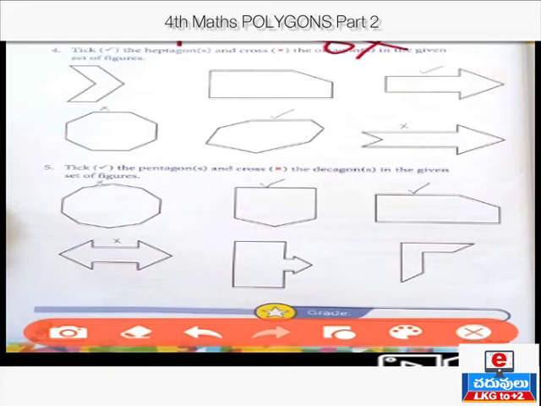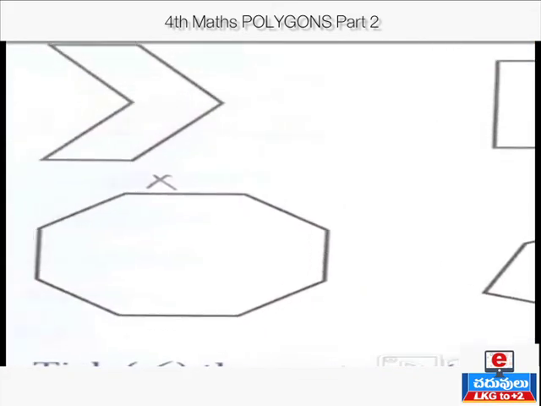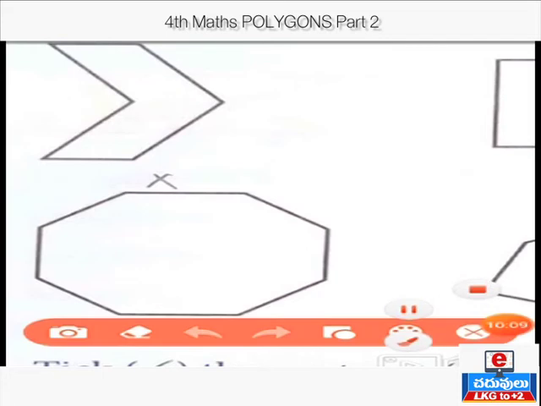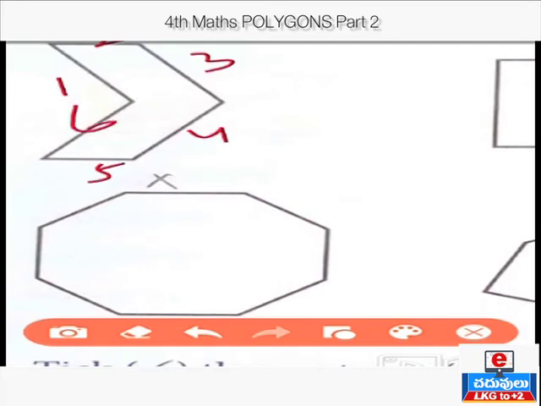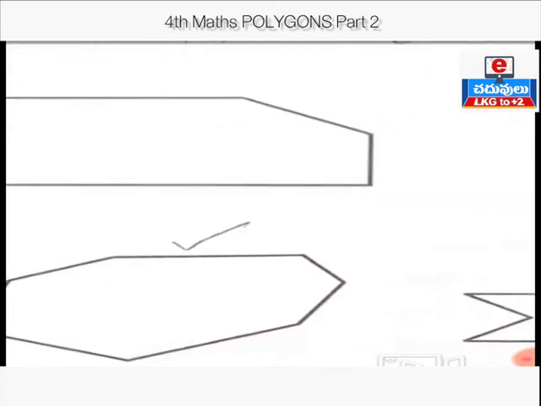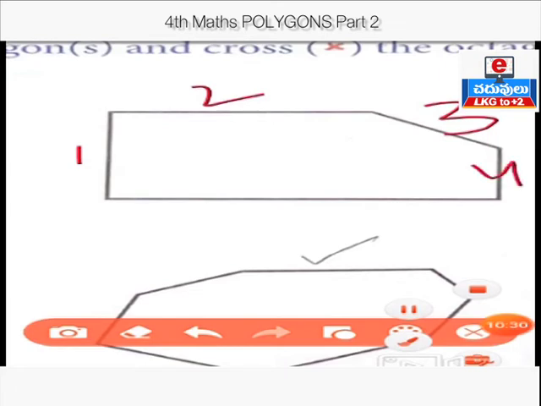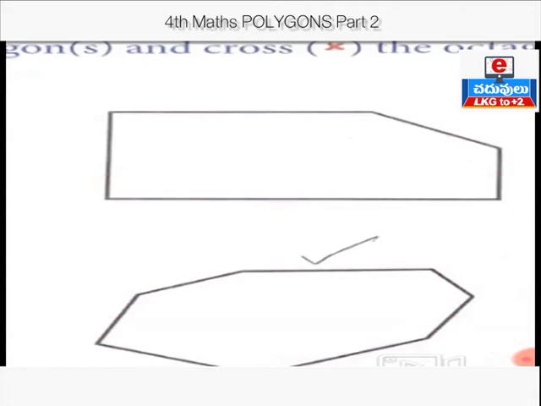Okay. First diagram, I'll count the sides. 1, 2, 3, 4, 5, 6. 6 means it is not a heptagon, not an octagon, both not. Okay, leave this diagram. Coming to the next diagram. 1, 2, 3, 4, 5. 5 also is not a heptagon or an octagon. Both conditions do not apply.